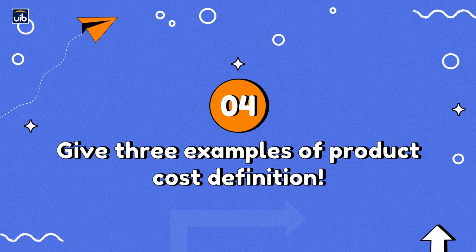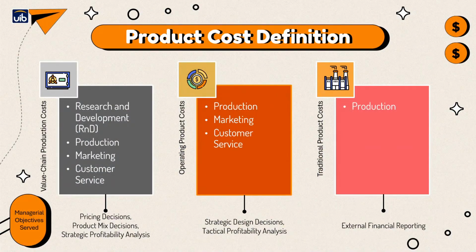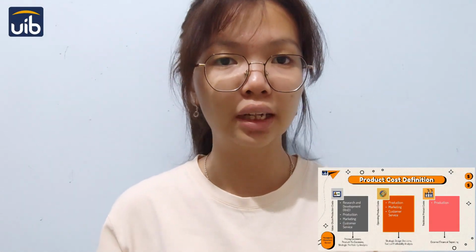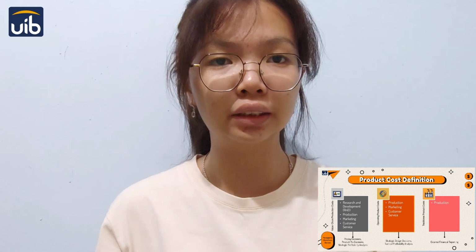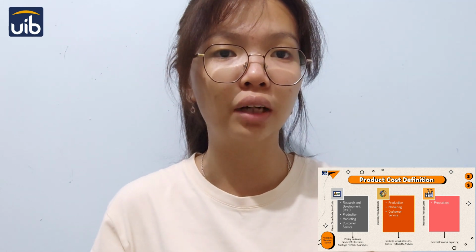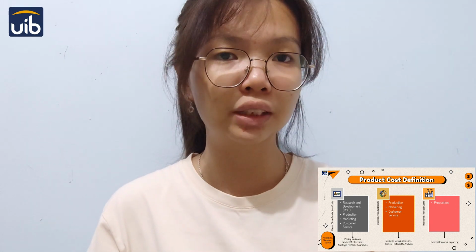Next are the following three examples of product cost definition. The first is value chain product cost. This definition involves assigning all traceable costs along the value chain to the product. It is used for pricing decisions, product mix decisions, and strategic profitability analysis. This definition ensures that all costs incurred throughout the value chain, from production to customer service, are allocated to the product.